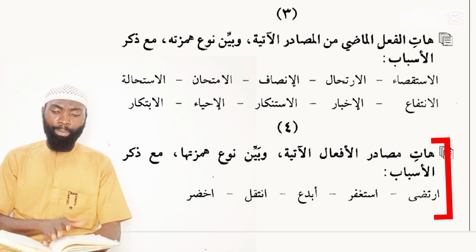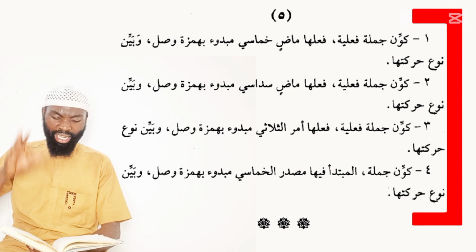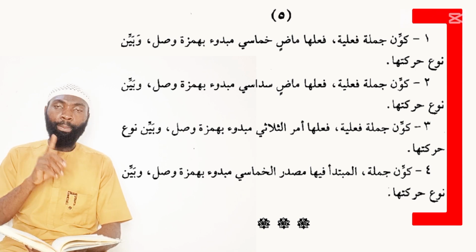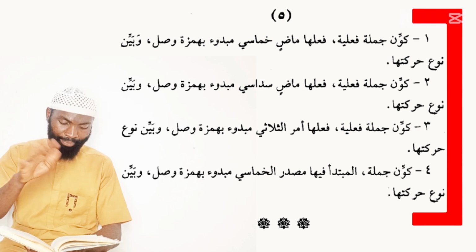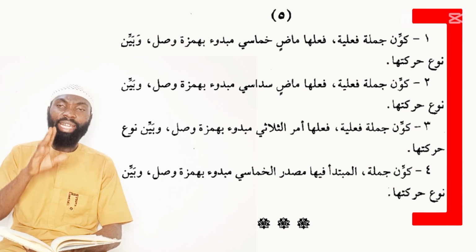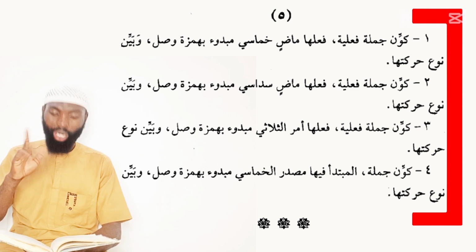Do the remaining. Tamrin al-khamis number 5, we have number 1. Kawwin jumlatan fi'liyatan. Form a verbal sentence. Fa'iluha madin. The verb should be a past tense verb khumasi of 5 letters. Mabdu'un bi hamzatul wasl, beginning with hamzatul wasl. Can do this. Wabayyin, and explain the type of haraka.